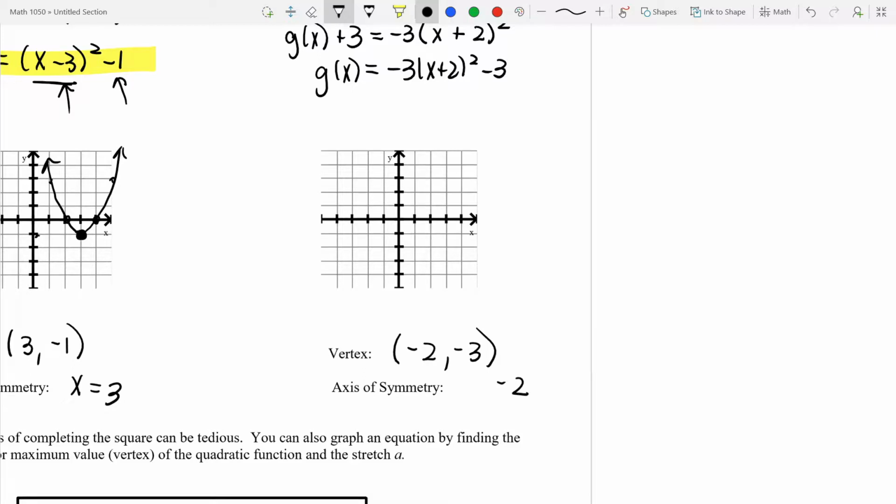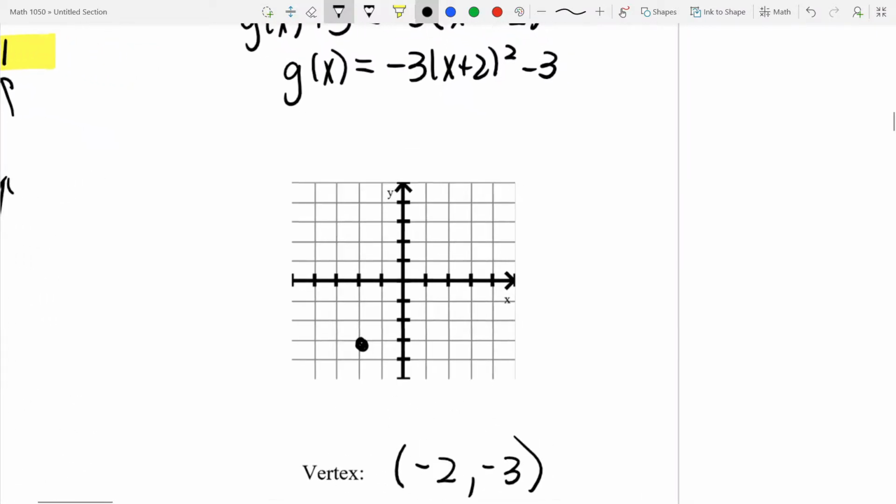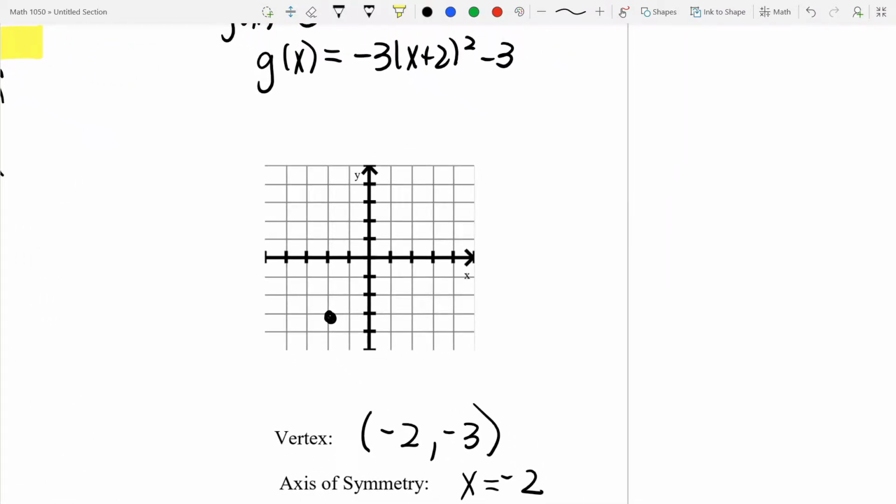Is that full points or no points? No points. What's wrong with it? It's x equals -2. The vertex is -2, -3. Guys, go left 2, down 3. Talk to me about this parabola. Does it open up or does it open down? It opens down. Talk to me about the stretch. Normal or abnormal? Abnormal. Super skinny.